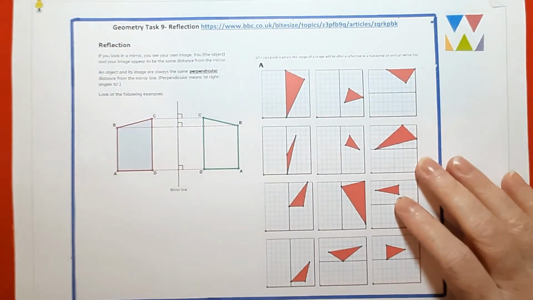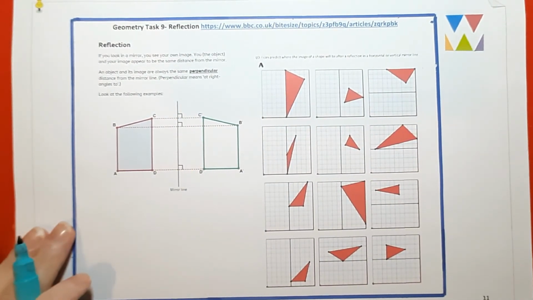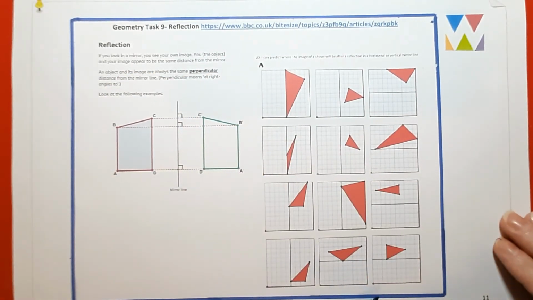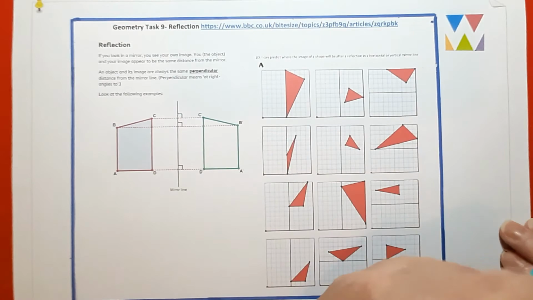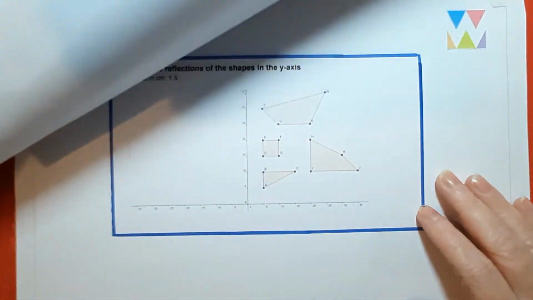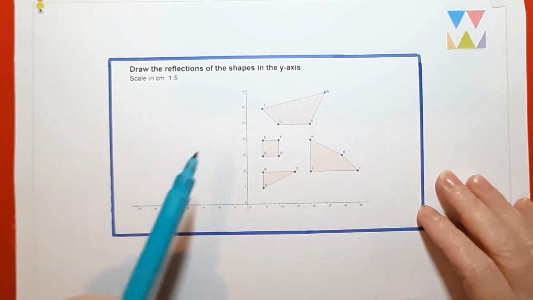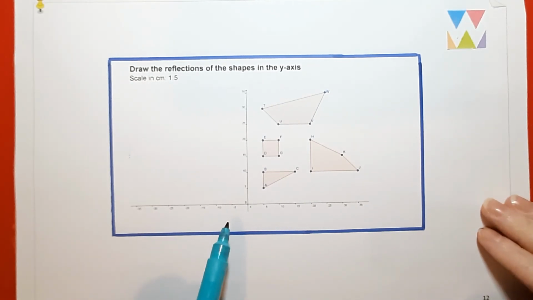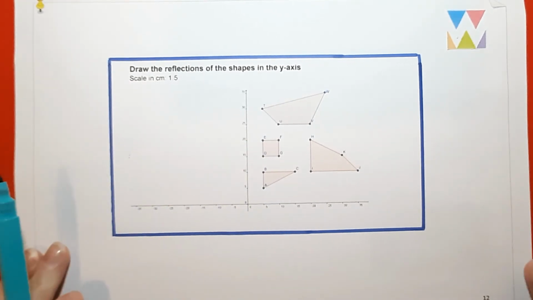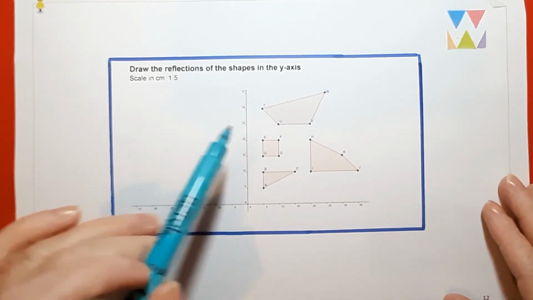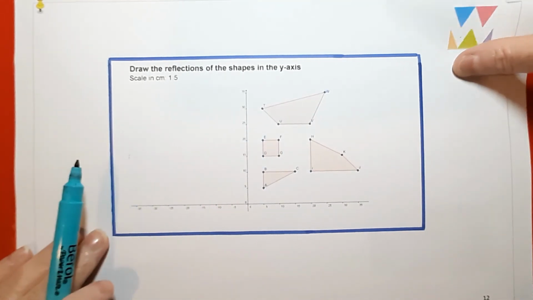Okay, now if we just have a quick look at the activities in your home learning pack, the first activity is simply reflecting triangles in vertical and horizontal mirror lines. So we've covered that, so that should be okay. And then the final activity, you are reflecting these shapes here in the y-axis. So it's exactly the same as what we've done before, except this time it's just recorded on a coordinates grid. This helps with work in year 6, where you'll be asked to reflect coordinates.